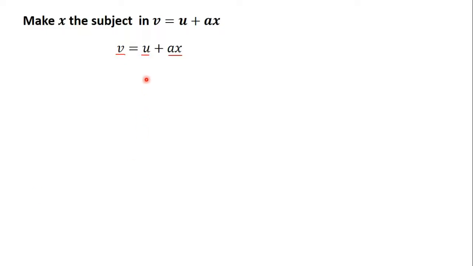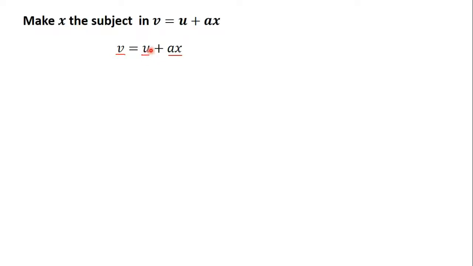The goal is that we have to make the term containing the new subject, which is x, stand alone. X is what we want to make the subject. The term containing the new subject in this equation is ax. So we have to make sure that ax stands on one side of the equation, then all the other terms will be on the other side. Now because ax is already on the right hand side, I'm going to keep it here. Then I will take all the other terms to the other side. With ax on the right hand side, the other term is u.